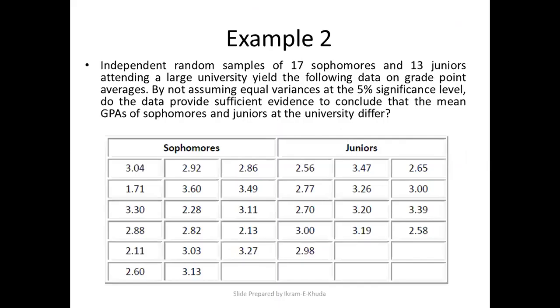Example number 2. Independent random samples of 17 sophomores and 13 juniors attending a large university yield the following data on grade point averages. By not assuming equal variances at 5% level of significance, do the data provide sufficient evidence to conclude that the mean GPAs of sophomores and juniors at the university differ?